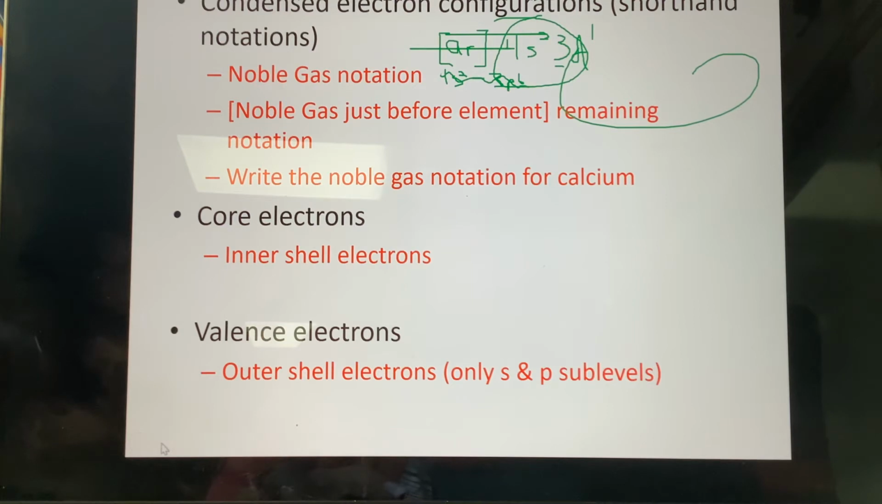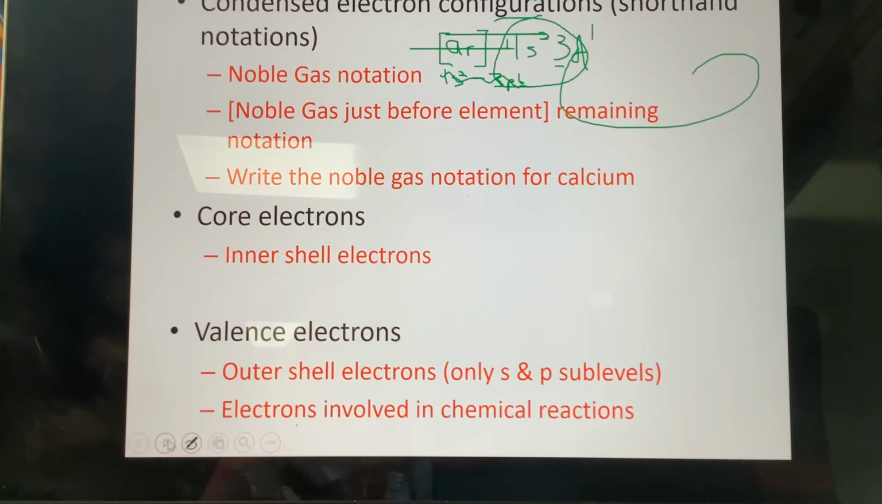And the reason why those are important, if I can, there we go, is that those are the electrons that are going to be involved in chemical reactions. So that's why the valence electrons are so important to know about, because they're the ones that are going to be making and breaking bonds in chemical reactions and forming new substances.